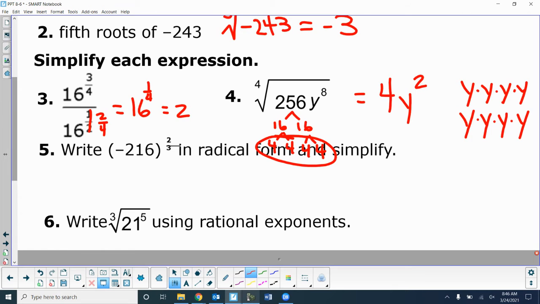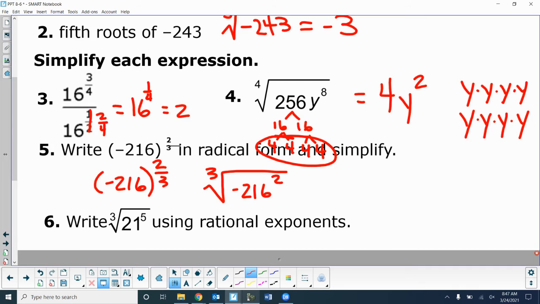All right, now this one, it's kind of hard to see, it's 2/3. Here's the problem, looks a little better. Okay? It says put it in radical form. Remember, the denominator is the index. So this is cube root. And the numerator is the exponent. And then it says simplify. Well, the way I would simplify it is put it in the calculator.